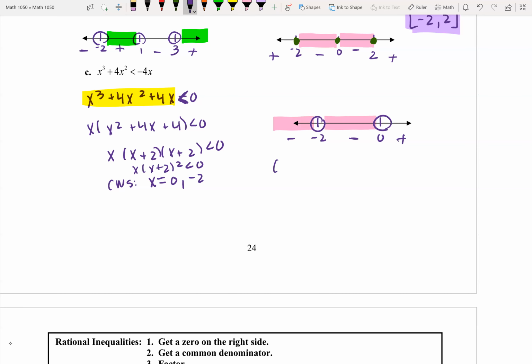Now, it does not make sense to say negative infinity to 0 with a parenthesis because it does not include the 2. Here, you didn't have to split it apart because it did include the 0. Here it does not include the -2, so you have to state that. So it's negative infinity to -2 with the parenthesis, union, -2 to 0, everything's closed with parentheses, and I'm done.